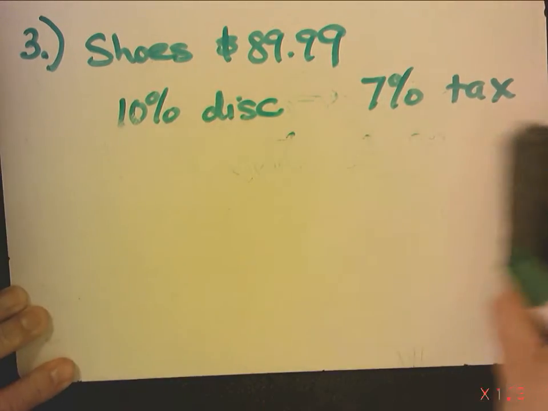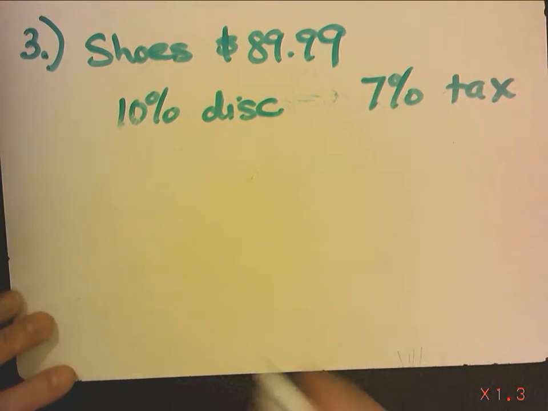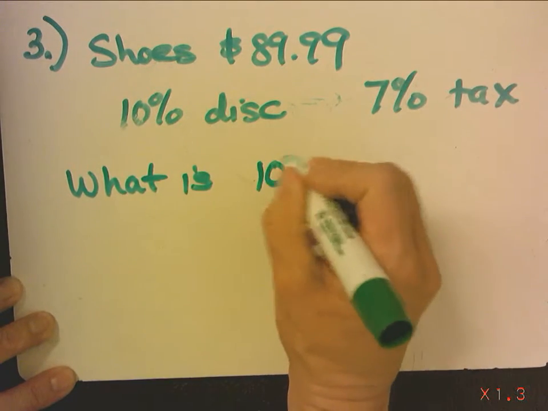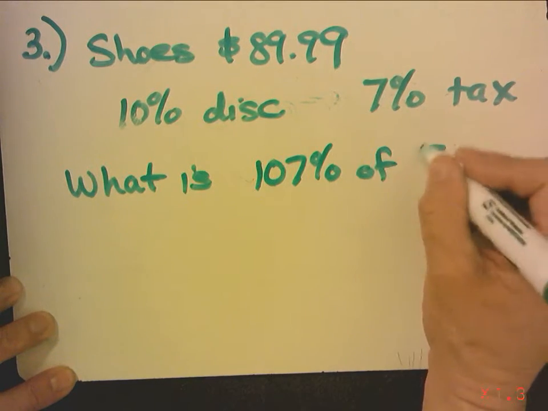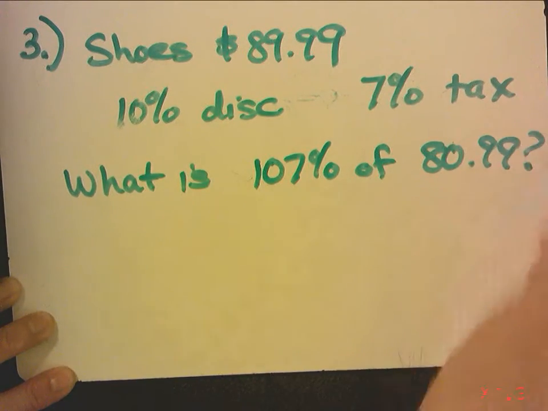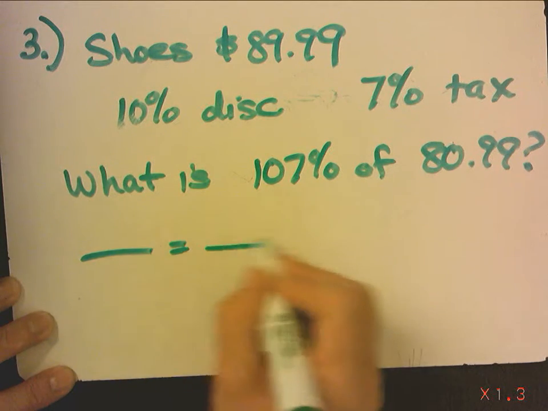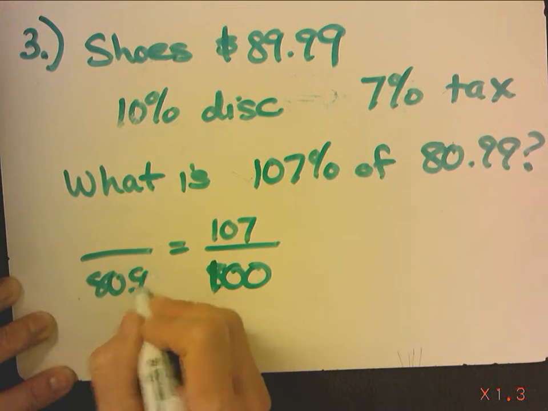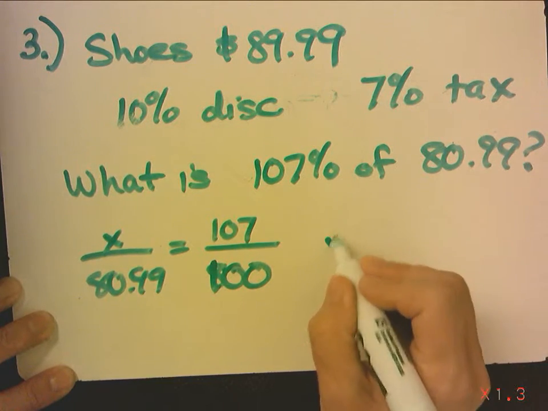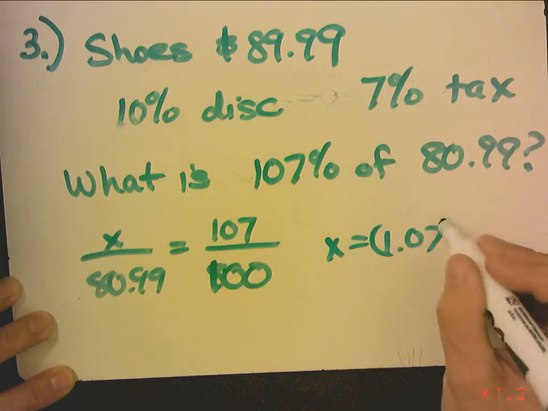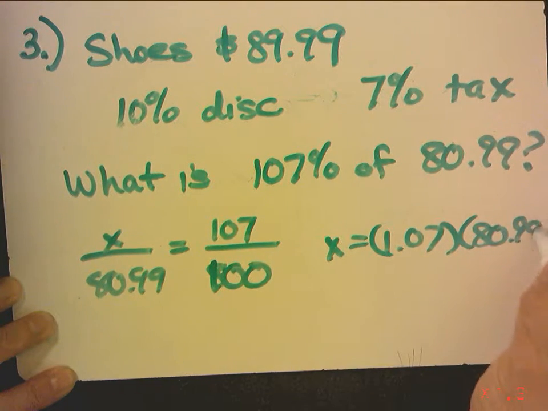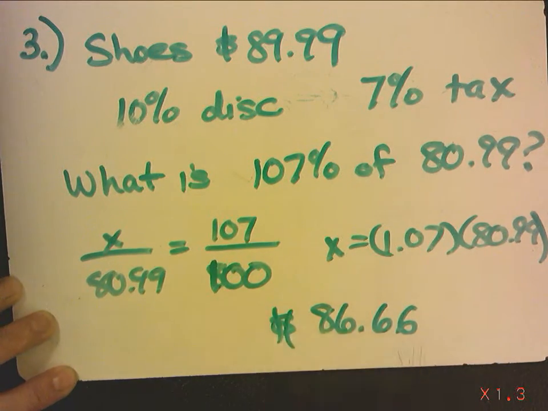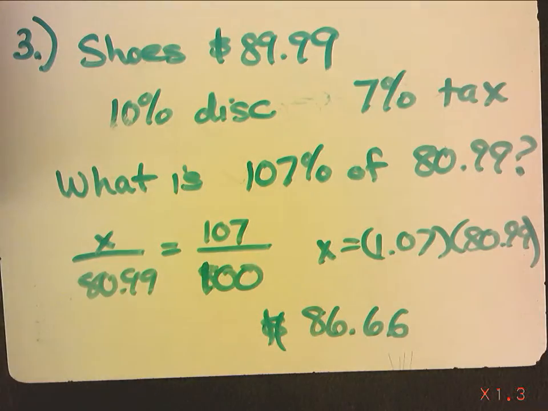Then, instead of saying what is 7% of $80.99, I could say what is 107% of $80.99. So that would be, as a proportion, 107 over 100 equals X over $80.99, or X is 1.07 times 80.99. Either way, I end up with 86.66, which is the same answer we got before, just a different way.